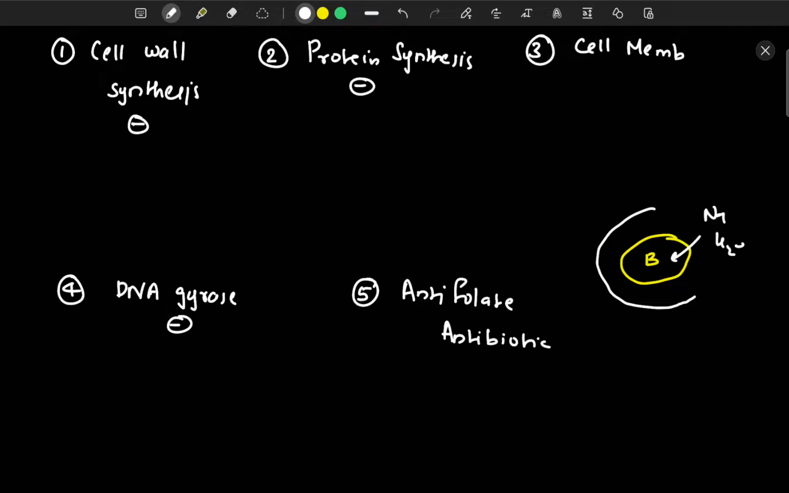So this cell wall synthesis inhibitor will kill the bacteria. So it is bactericidal. Whereas the cell membrane inhibitors, by disrupting the plasma membrane, the contents leak out. So it will also kill the bacteria. That is, it is bactericidal.